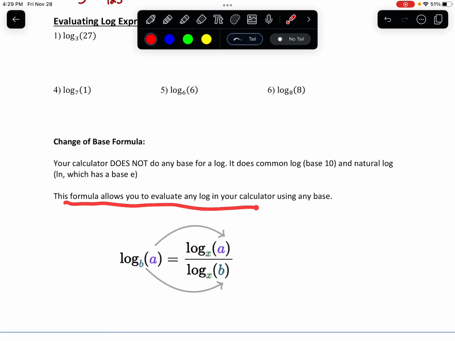So we're going to use this formula, which allows you to evaluate any log in your calculator using any base. Notice that this number always goes on top, and this number always goes on bottom. Now it says x, and you're like, okay, what is x going to be? x can be anything. So why not have it be 10? Why not have it be e? Well, we're going to have it be 10 because that makes life easier.